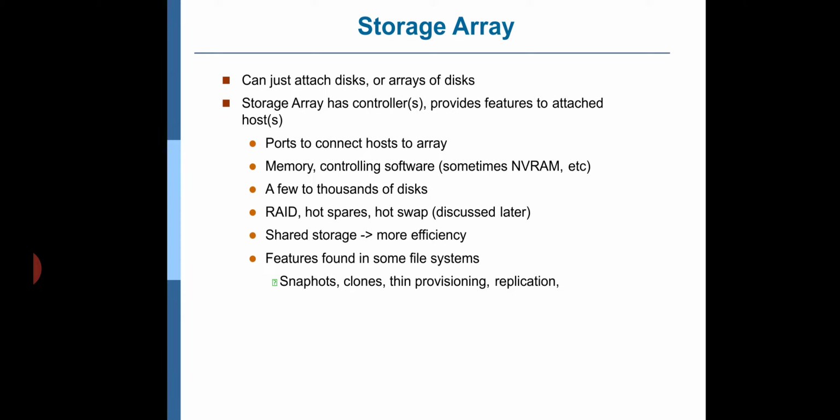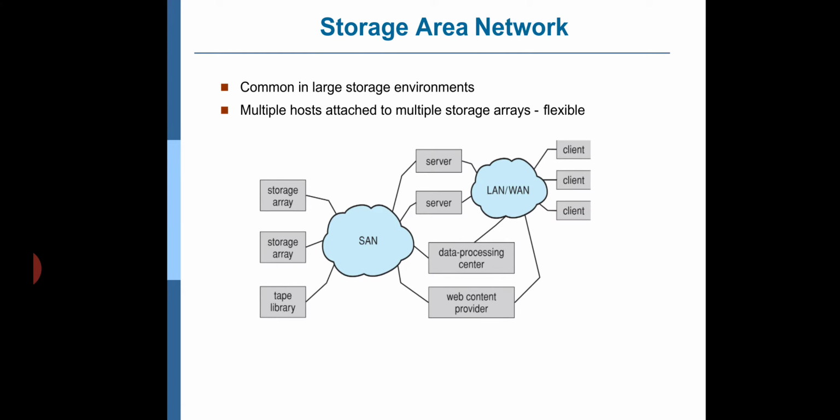Then the storage array, which is just a disk array attached. The storage array has controllers to provide features: ports to connect hosts to the array, memory, and control software, sometimes NVRAM. It holds a few to thousands of disks, with RAID technology, redundant array of independent disks, hot spares and hot swap, discussed later. This shares storage more efficiently. Features found in some arrays include snapshots, clones, thin provisioning, and replication. Then we can use storage arrays and storage array networks, the SAN.